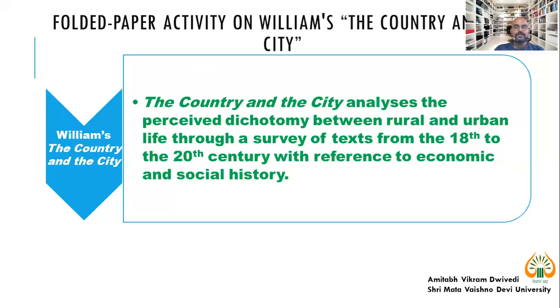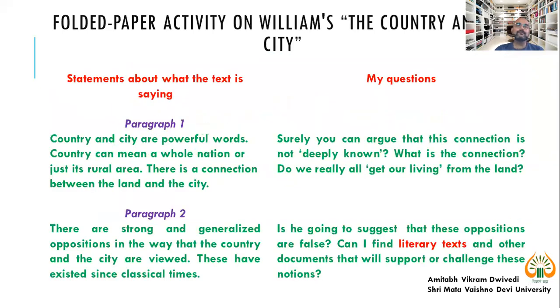Now, when we look at this word country, it has two meanings. One meaning is the nation, another meaning is the rural area. So on the left hand side, I have summarized the first paragraph in a few lines. So what is this summary? Country and city are powerful words. Country can mean a whole nation or just its rural area. There is a connection between the land and the city. This is a summarized version of Raymond Williams' first paragraph of The Country and the City.